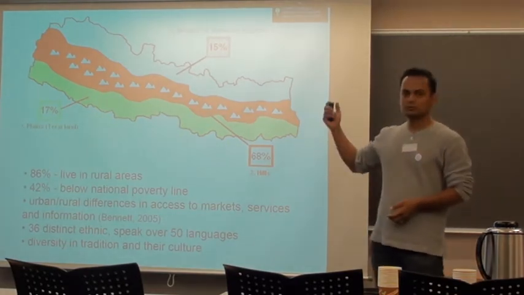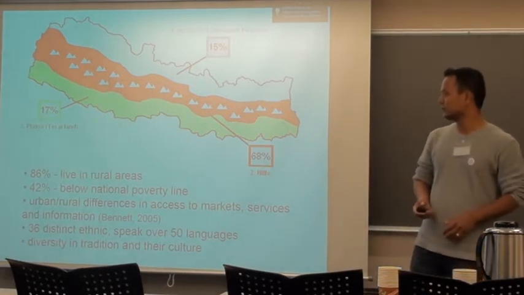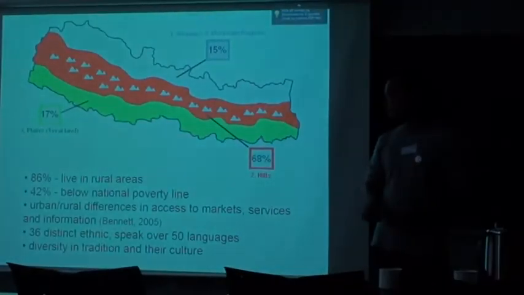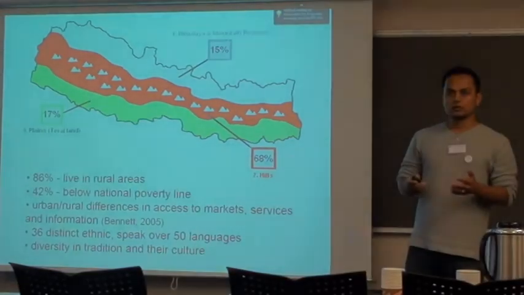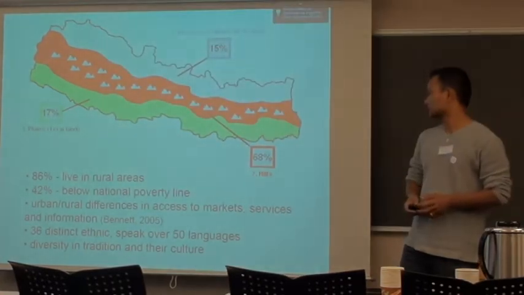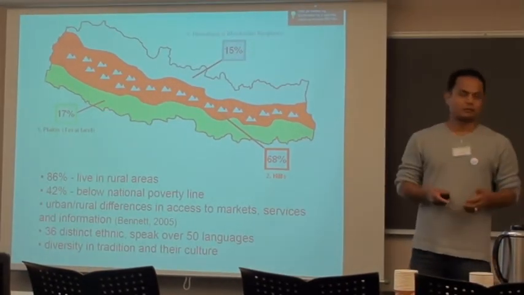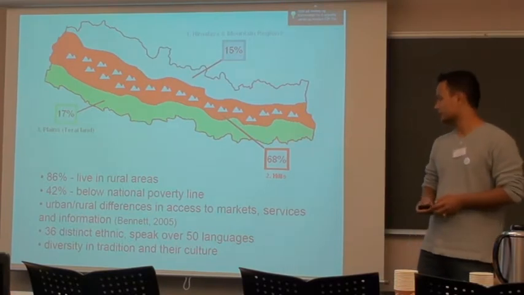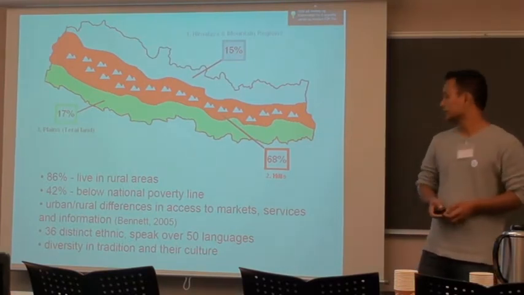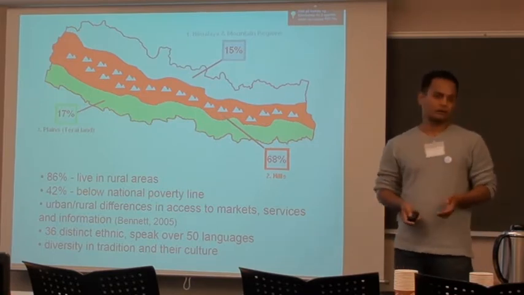In Nepal, more than 80% is high ground, and most of the people live in rural areas, and it's one of the poorest countries in the world. There are huge urban-rural differences in access to markets, services, and information. There are many distinct ethnic backgrounds. They speak very different languages, and there's very big diversity in terms of tradition and culture.